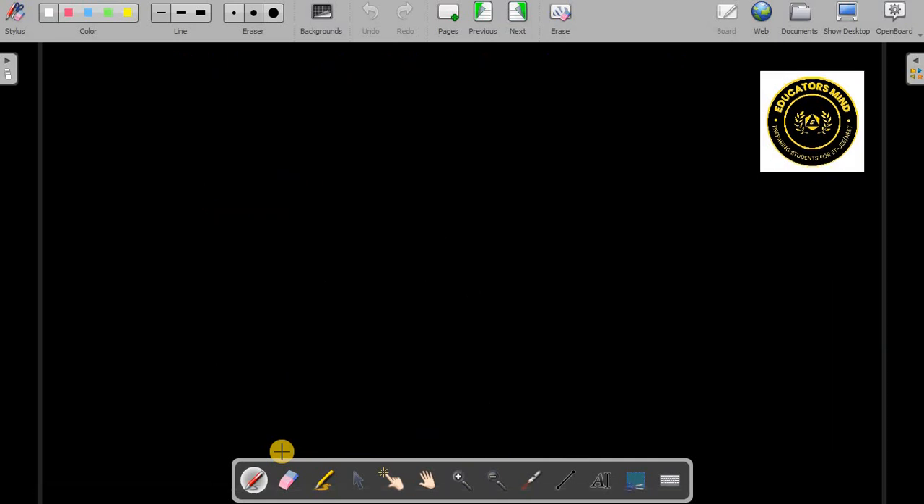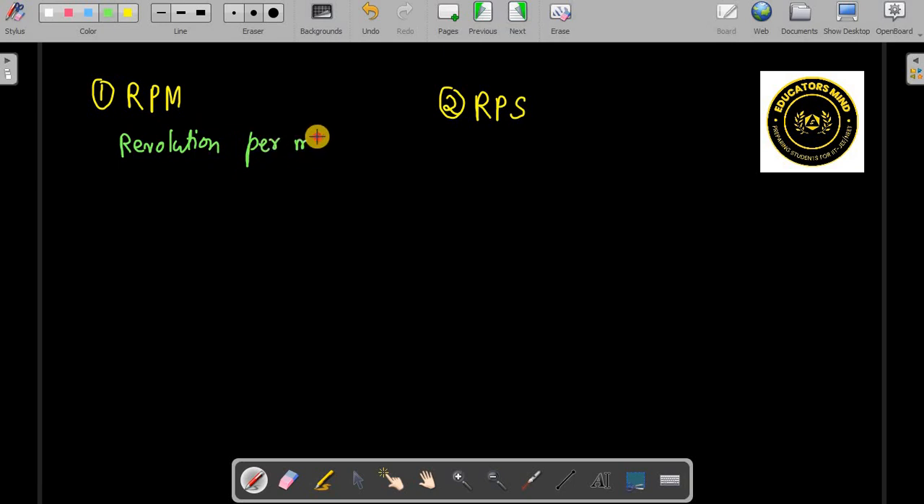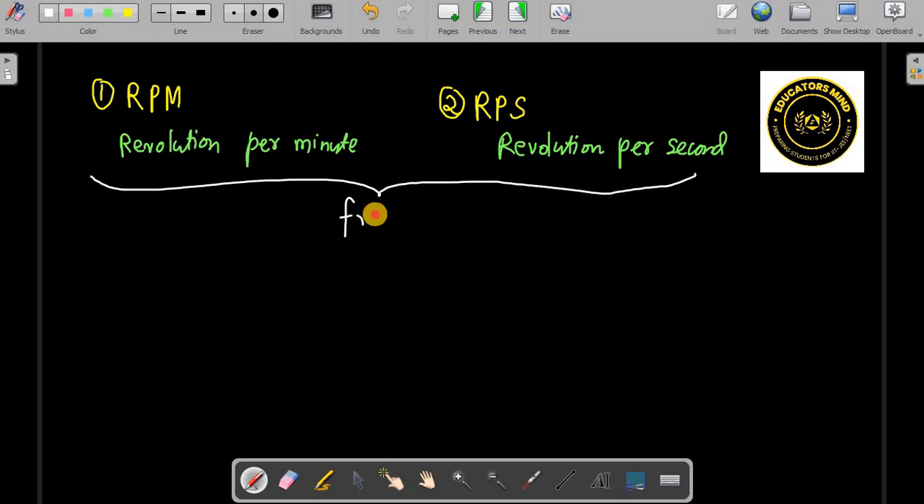Then let us move next. So next we should try to understand two important terms. One is RPM, which is revolution per minute, and another is RPS, which is revolution per second. And here you need to note that this RPM, RPS is nothing but frequency.